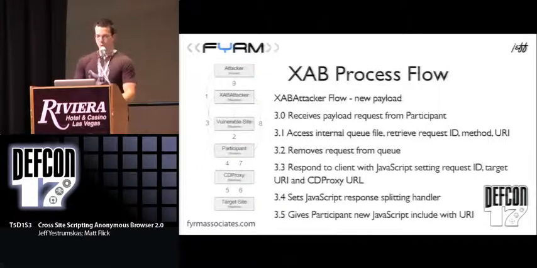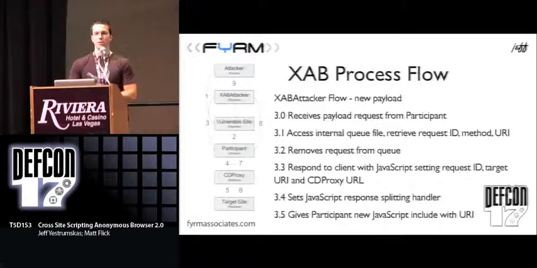So the XAB attacker, this is that core piece. It receives that payload request from the participant. It's simply a JavaScript source equals and then the location of the XAB attacker script. Very simple. What's going to happen is it's going to look at its internal queue file that HTTP proxy has updated, and it's going to look to see what needs to be executed. It's going to remove that request from the queue and then respond to the client, aka the victim or participant, with some JavaScript that sets some other things that makes the actual request to the cross-domain proxy.